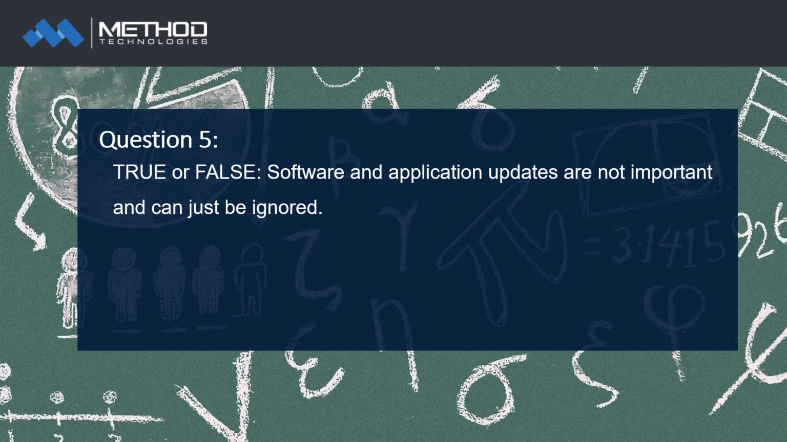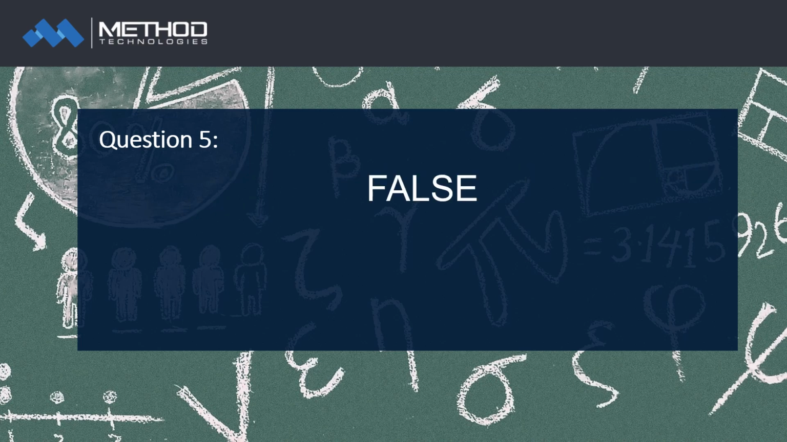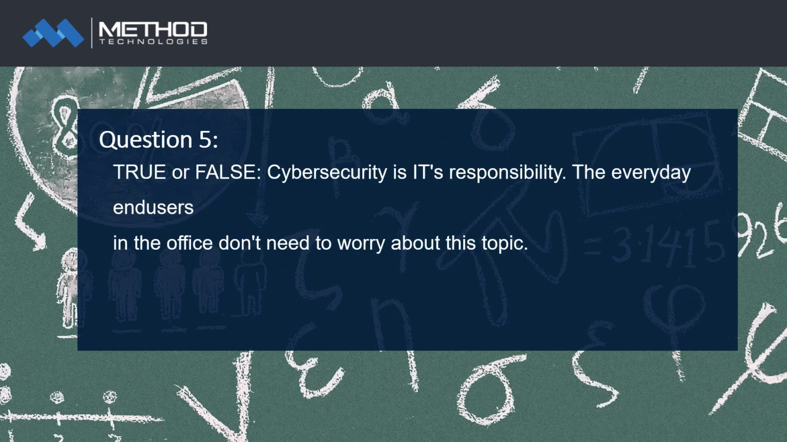Question 5. Software and application updates are not important and can just be ignored. False. Obviously, keeping everything up to date is key to keeping your computer both running smoothly and securely. Out-of-date software, out-of-date applications can have bugs, can have flaws that can be exploited by third parties. So keeping those softwares and applications up to date really goes a long way to help protect you as well.